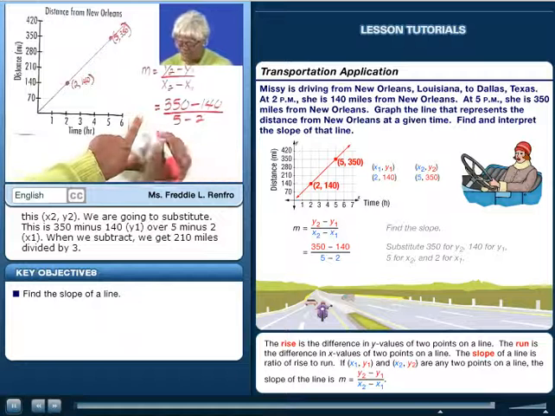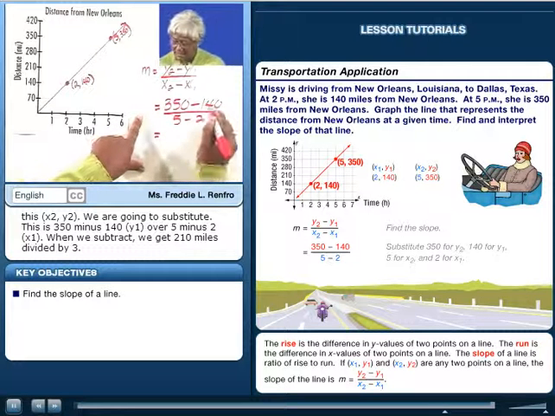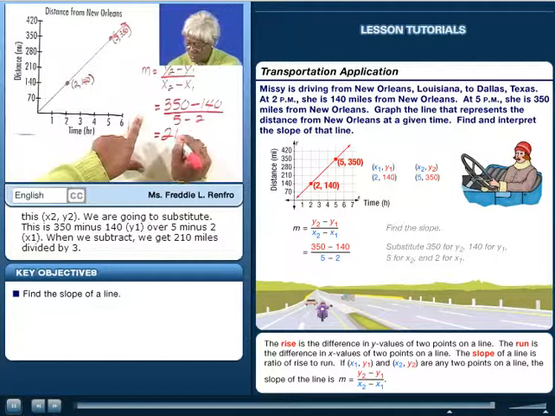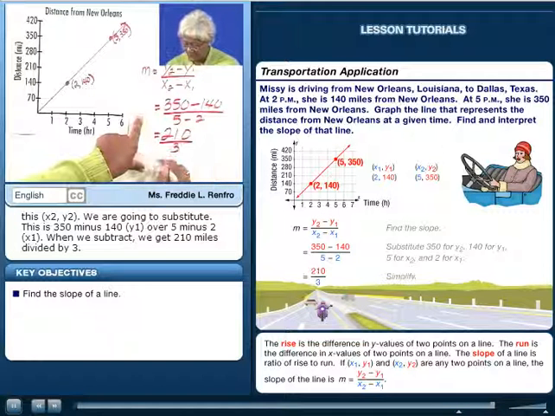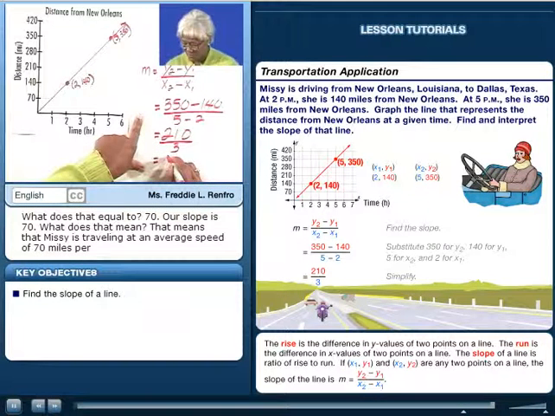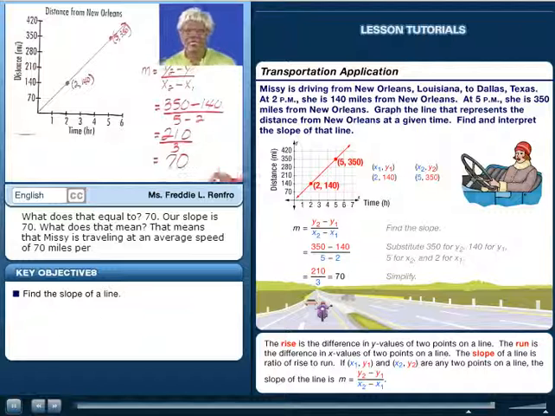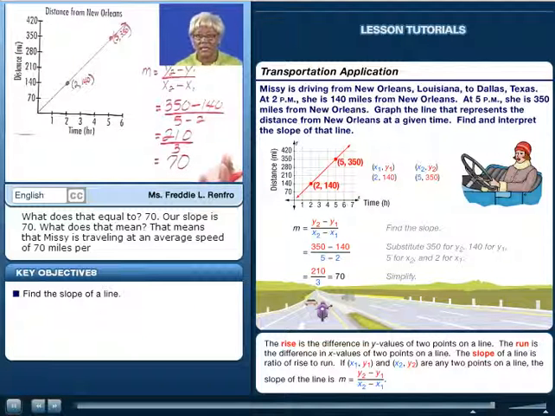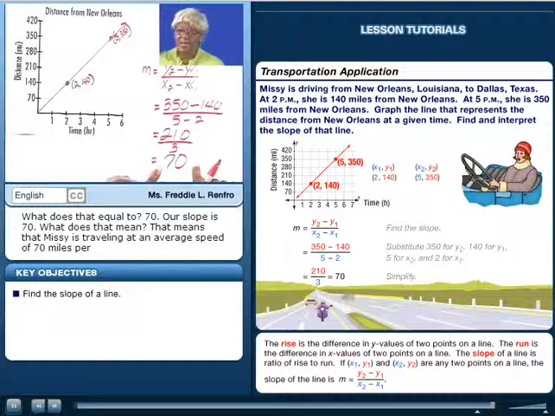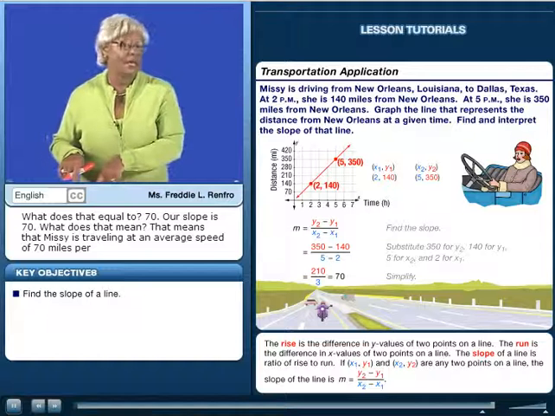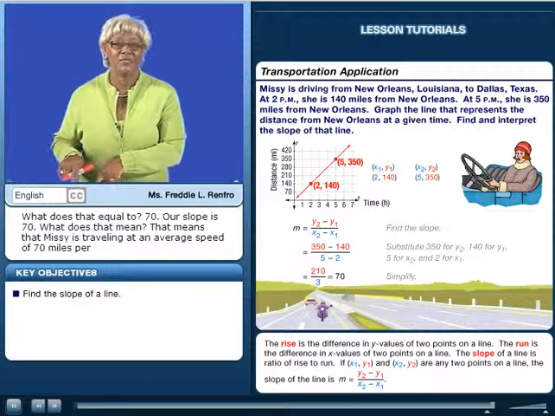Okay? And when we subtract, we get 210 miles divided by 3. And what's that equal to? 70. So our slope is 70. Now what does that mean? That means that Missy is traveling at an average speed of 70 miles per hour.